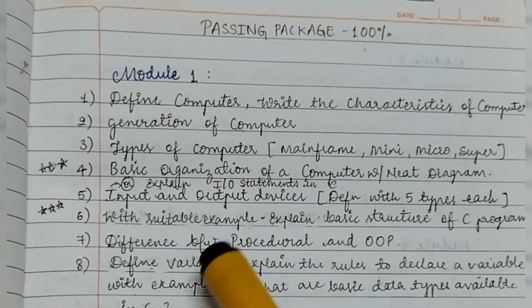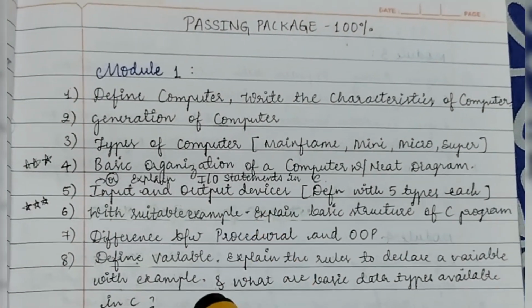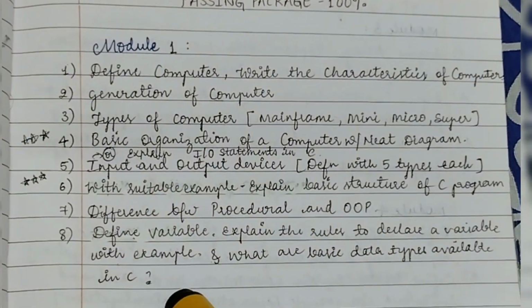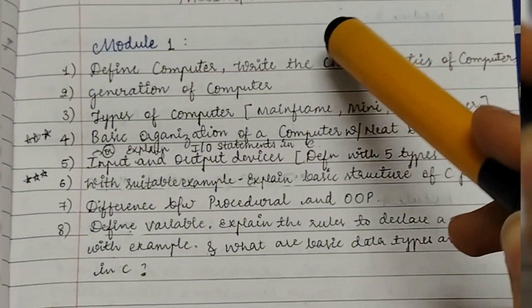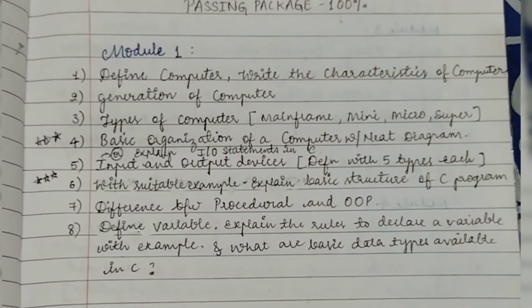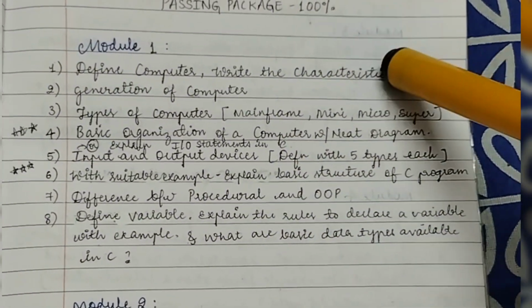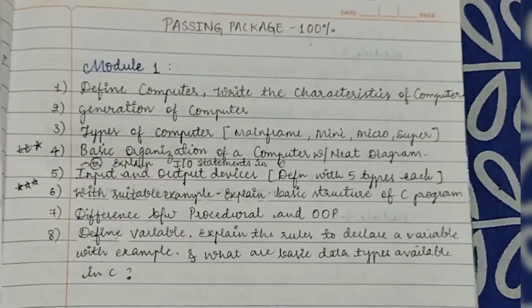So they can just ask define variable and explain the rules to declare a variable with example, or they might ask a separate question that what are the basic data types available in C, and that you need to explain them. Okay, so the first question can be either they can even ask you to define and say the characteristics of computer, or they can ask you the generation, or they can ask you the types of computer. Usually types of computer or this will be asked, but for being on the safer side you should also learn generation of computer. That is my suggestion.